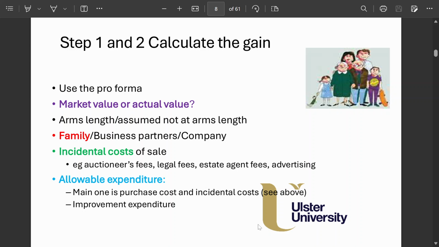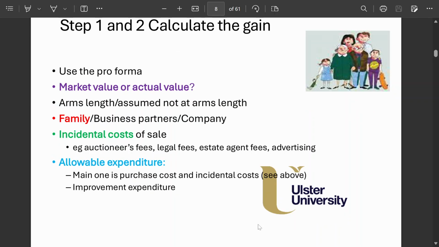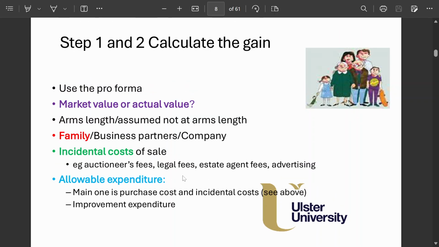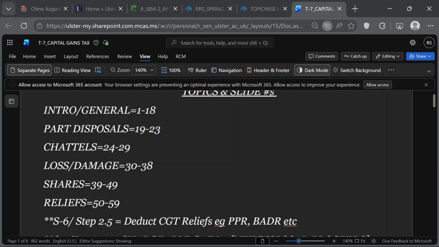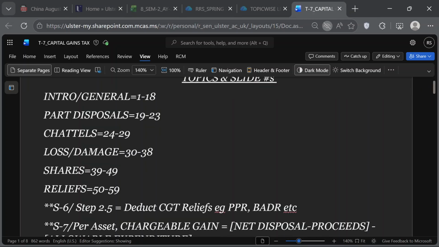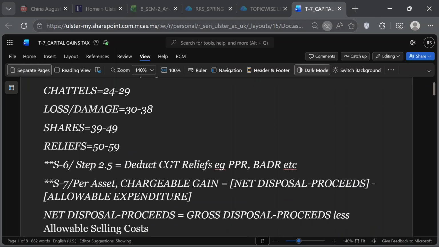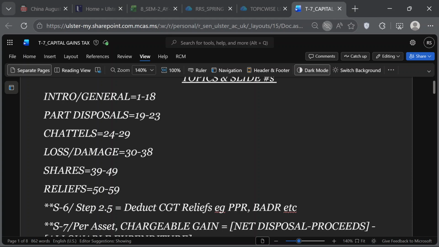All right, so the pro forma is given there, you have to apply that, as I said. Market value or actual value? That depends on whether or not it's an arm's length transaction. Have you heard of this expression, arm's length transaction? Yes or no? No? Okay. I've put certain things here. Now these numbers may not be right because the book has changed, so the page numbers may not be correct, but this is just what the subtopics covered in the slides are.